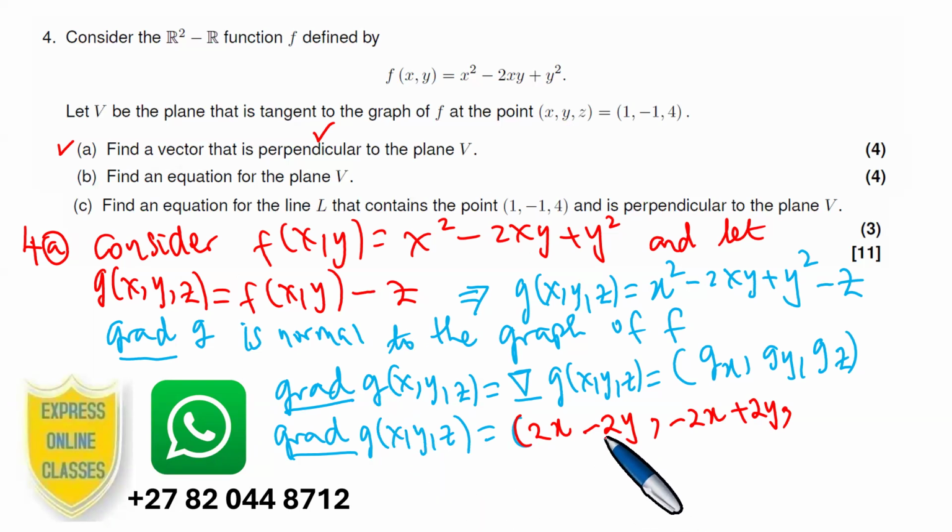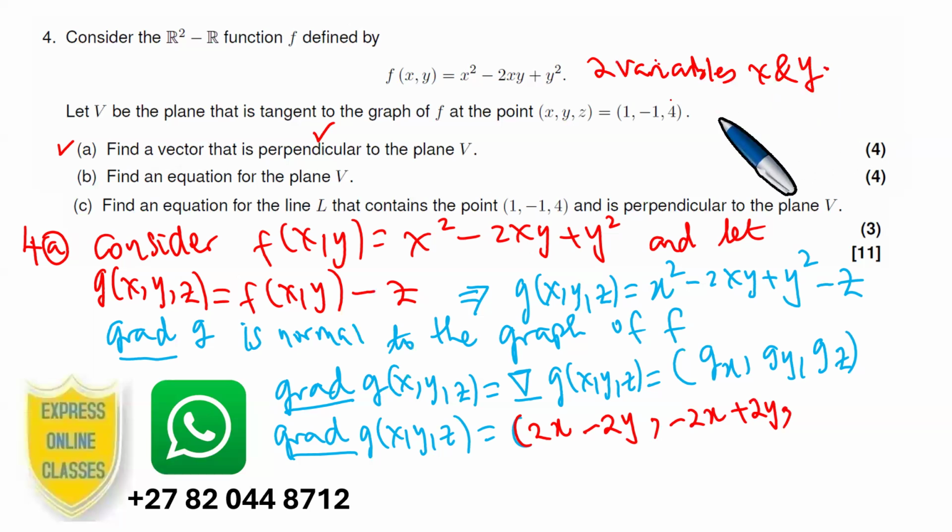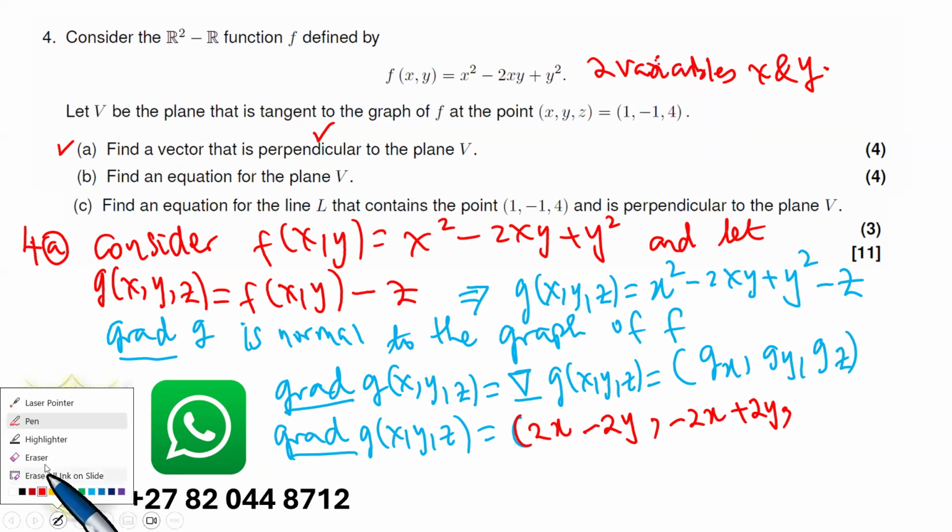Good. First, we introduce g because we have been given a function f of two variables, x and y. So that in the end, we have the following.